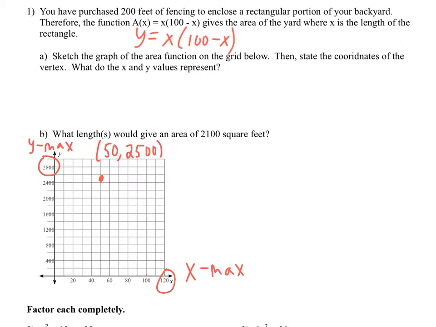Okay, and then I remember when x is 100, the y value is 0, and when x is 0, the y value is 0. And then it kind of just did something like this, and of course you could be a little more accurate, but something like that.